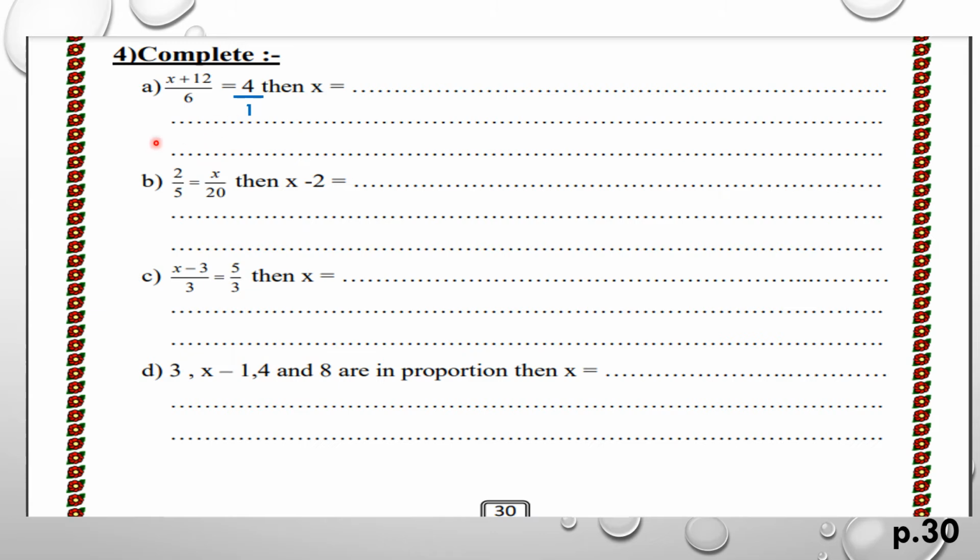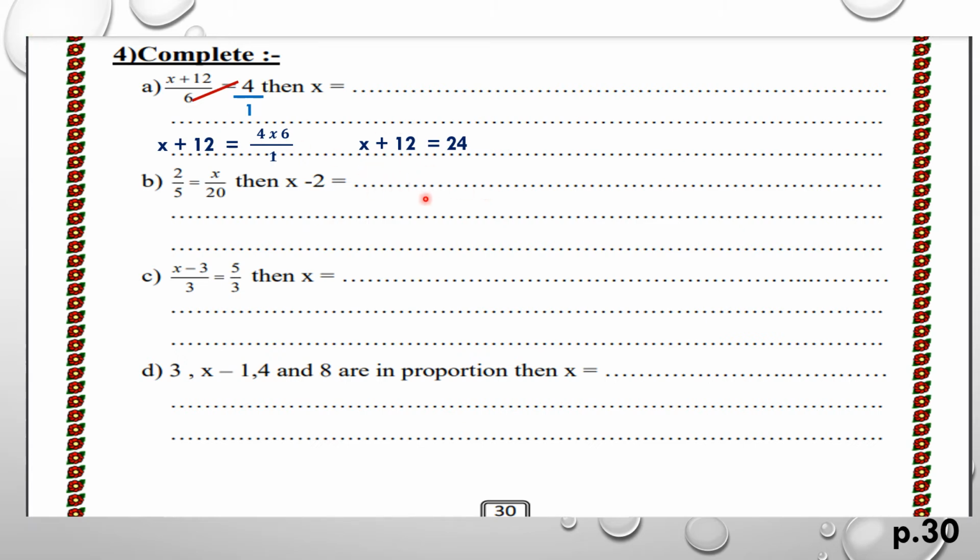Now, do we have a completed cross? Yes, we have, which is 6 and 4. But, dears, do we have x alone? No, we have x plus 12. So we are going to deal with x plus 12 first. X plus 12 equals 6 times 4 or 4 times 6 over 1. So x plus 12 equals, if we calculate 4 times 6 over 1 on the calculator, the result will be 24. So x plus 12 equals what? 24.